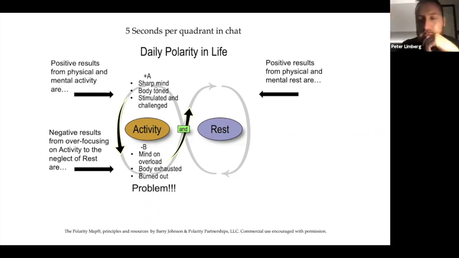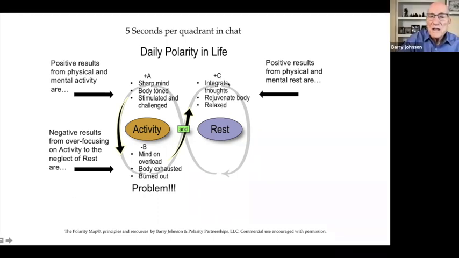Rejuvenation. Clarity. Recreation. Yeah. Great. Renewal. Okay. Yep. So what happens is our mind on overload gets time to integrate those thoughts. Our body exhausted, we can rejuvenate our body, that some said. And instead of being burned out, we can be relaxed. So notice how the natural antidote to the downside of one pole is the upside of the other.